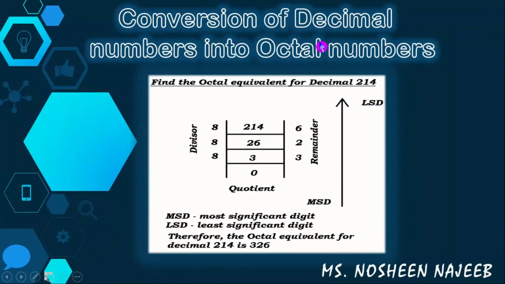Conversion of the decimal number system into the octal number system. Okay class, here we have an example of conversion. Find the octal equivalent for decimal 214. Alright, here you have the value 214 and we will write the remainders over here, and the divisor is 8. As you know, 8 is quite important in the octal number system.